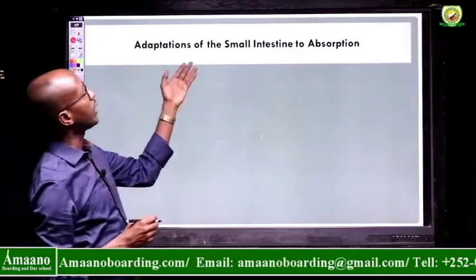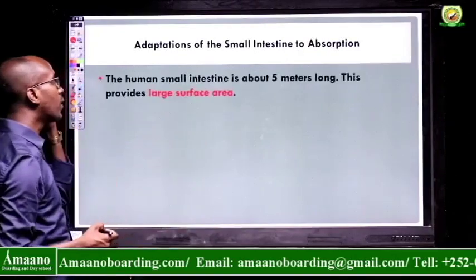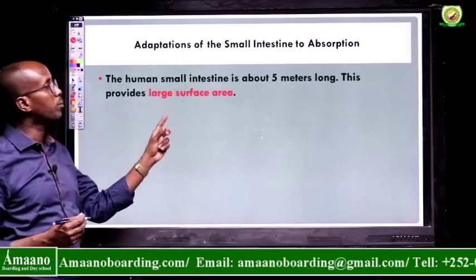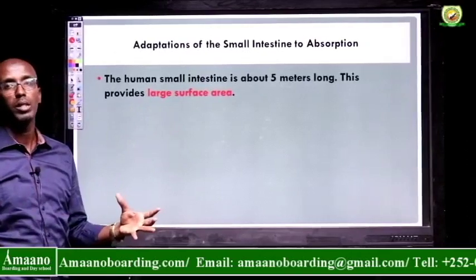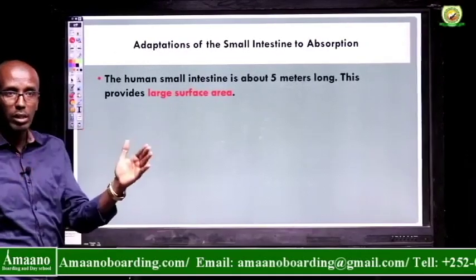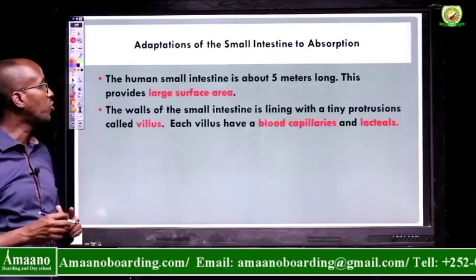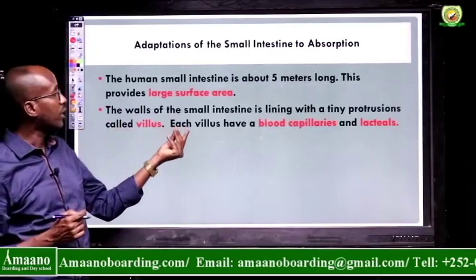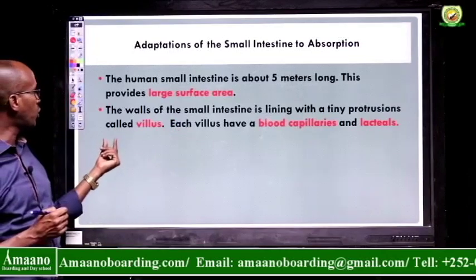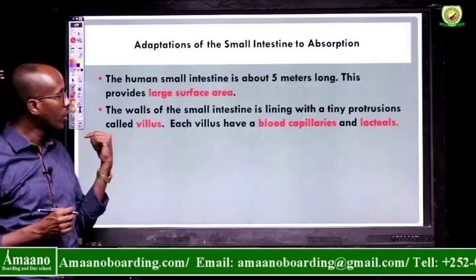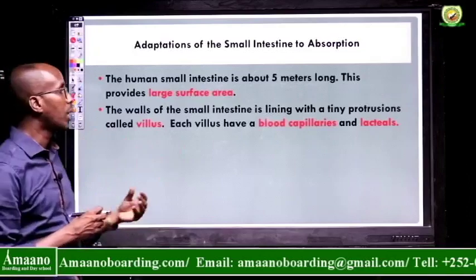we need to see the adaptations of the small intestine to absorption. Number one, the human small intestine is about 5 meters long. This provides a large surface area. I told you that before. Please remember, as you see the large surface area, remember the length of the small intestine, which is very long. Number two, the walls of the small intestine are lined with tiny protrusions called villi. Each villus has blood capillaries and a lacteal.